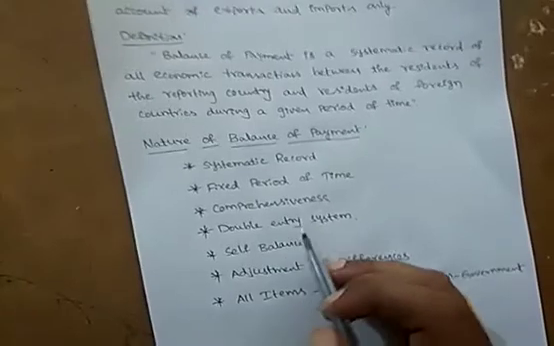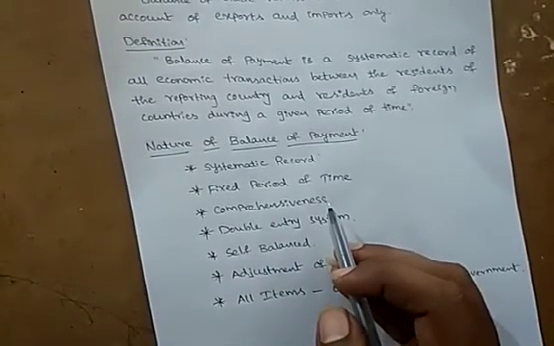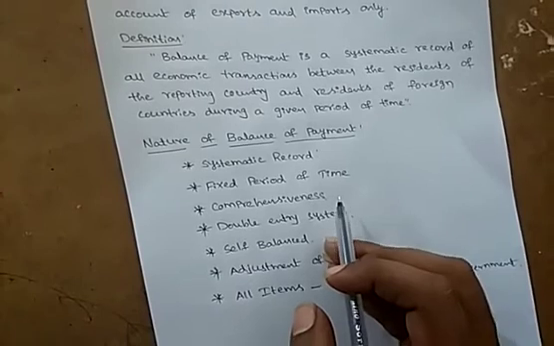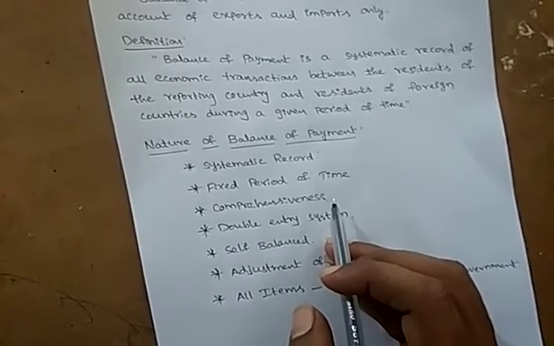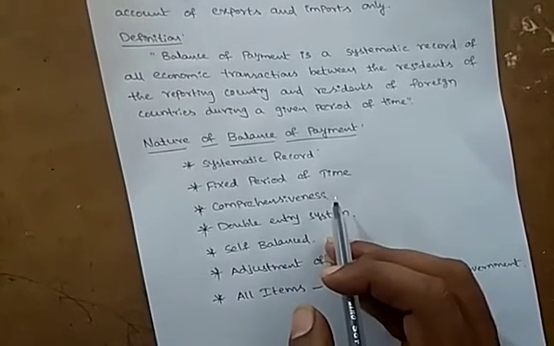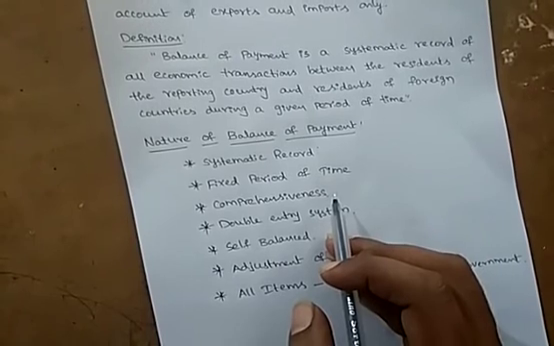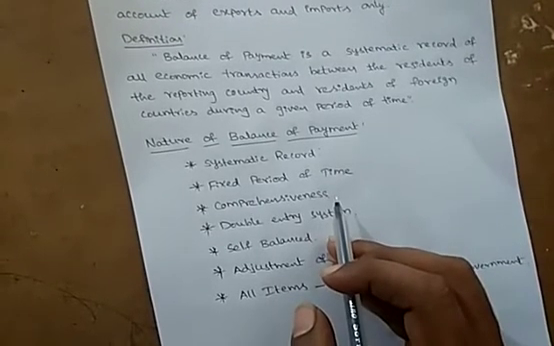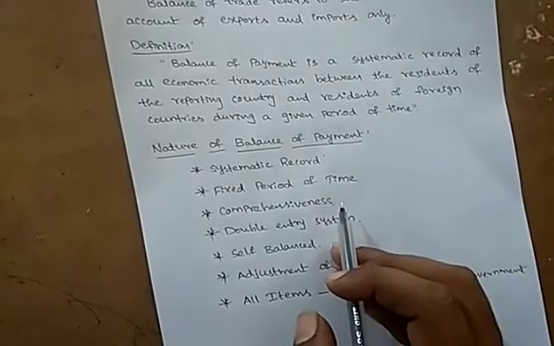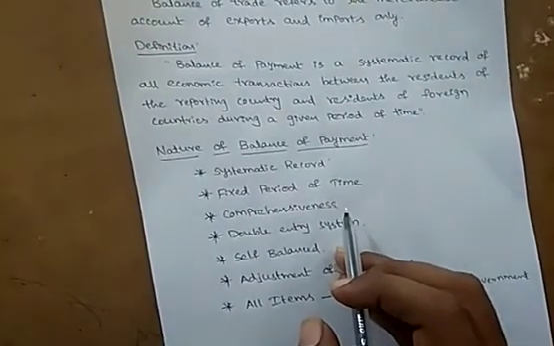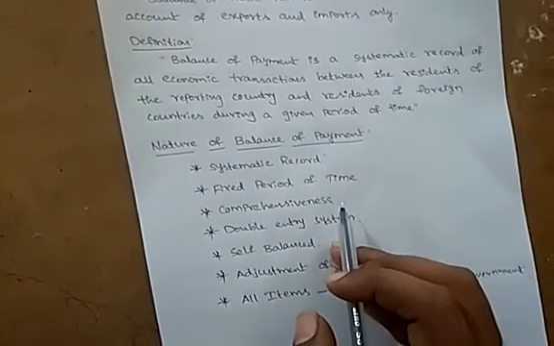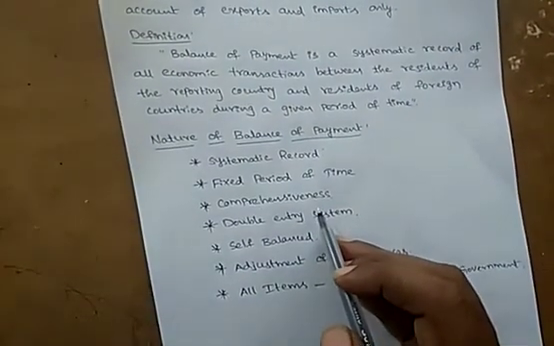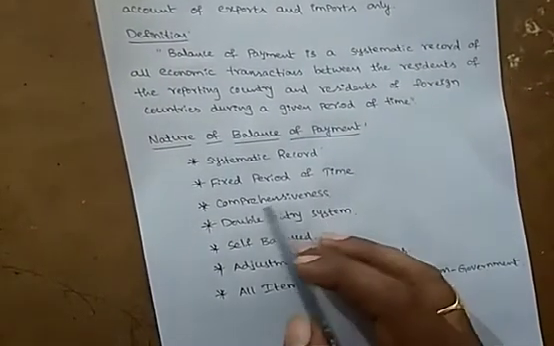Then comes comprehensiveness. Comprehensiveness means that in the balance of payments, the country considers all the goods, services and capital. They consider the flow of goods, the flow of services from one country to another country, and the flow of capital from one country to another. That is the comprehensiveness. Here, three issues are mainly considered in the balance of payments.